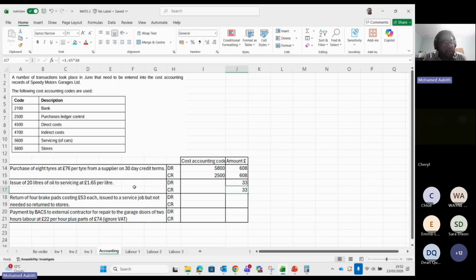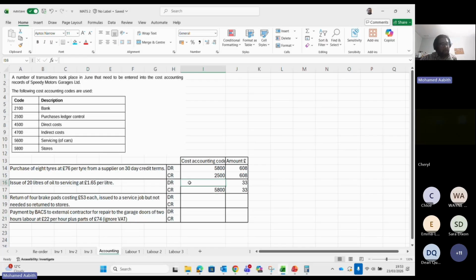So what we need to do here, we have to think about it in a way, because it is a motor garage, the answer could be twofold. Where that is originally there, because they didn't purchase it, it is already in my stores. I'm going to issue those out. So for the stores department, that has to be a credit, because anything into the stores is going to be a debit. Anything out of the stores is going to be credit.